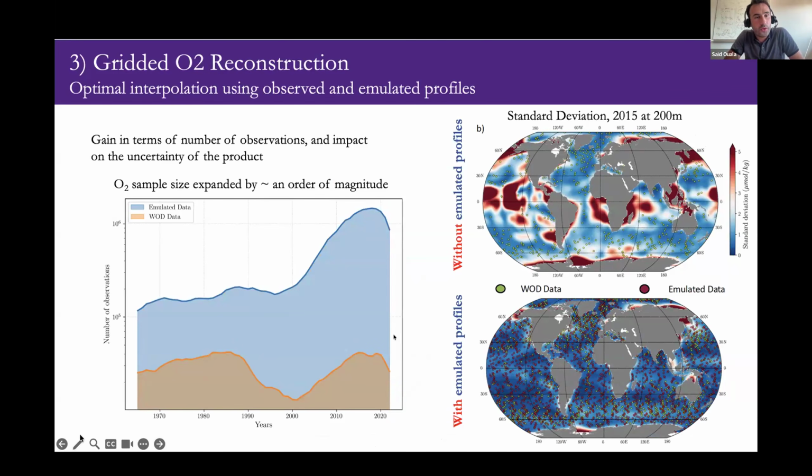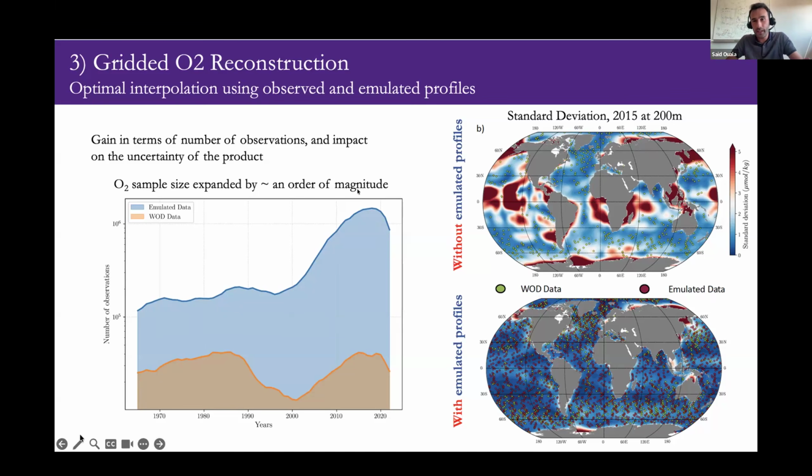A second step was to evaluate the gain in our models in terms of the number of observations and their impact on the uncertainty of the product. What we are showing on the left is the number of observations per year used in the optimal interpolation. In orange we have only the dissolved oxygen measurements, and in blue we have the emulated observations, which are basically a proxy from temperature and salinity. We increased the number of observations used in the optimal interpolation by roughly an order of magnitude.